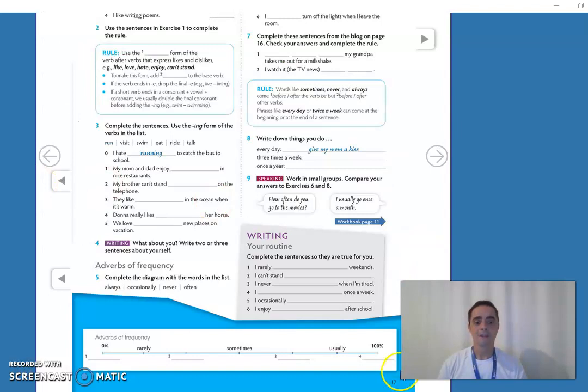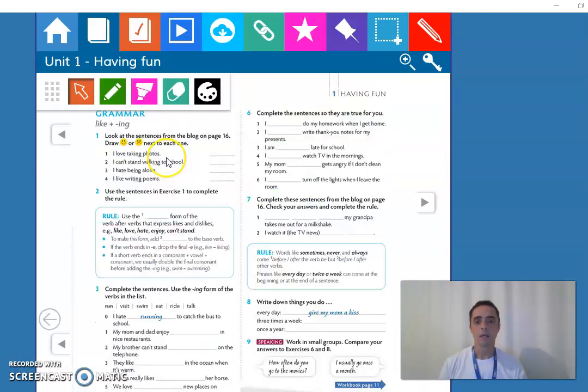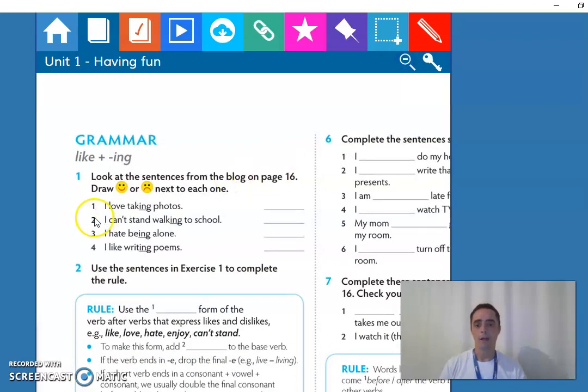Now on page 17 of your student book, let's check exercise 1. Look at the sentences from the blog on page 16. Draw a happy face or a sad face next to each one. So let's check here. Number 1. I love taking photos. Once I have love, I'm going to draw a happy face. Number 2. I can't stand walking to school. I can't stand is quite negative, so I'm going to draw a sad face.